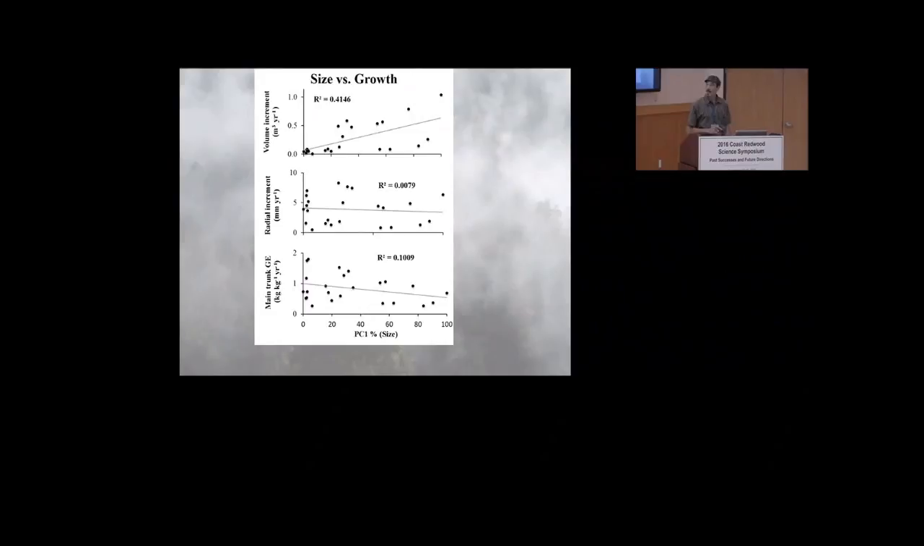So now we're looking at how the 3 growth responses are affected by size. And you can see volume increment is related to size. For example, the biggest tree over here grew the most wood annually, over a cubic meter. It's a lot of wood. And the smallest tree had the third smallest volume increment.